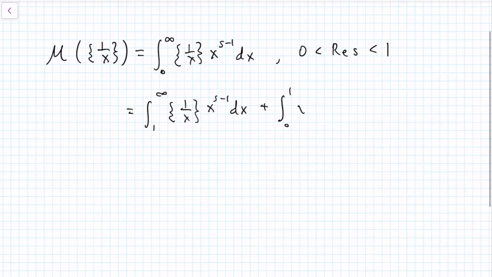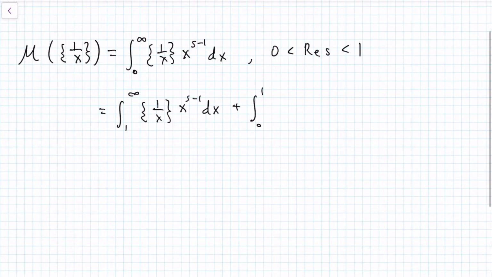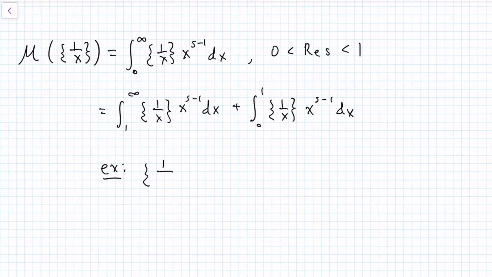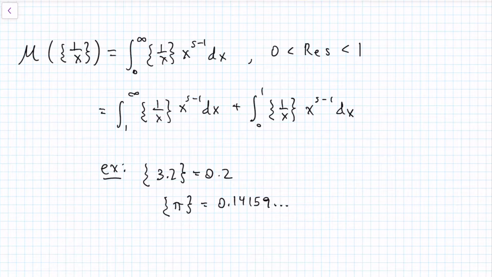Now, if you don't know what the fractional part is, it's essentially the part after the decimal of a number. So for example, the fractional part of 3.2 is just 0.2. The fractional part of pi is just 0.14159, or whatever comes after the 3. So the fractional part of a number is always essentially what's left over after the decimal. So the fractional part of any integer n is just 0.